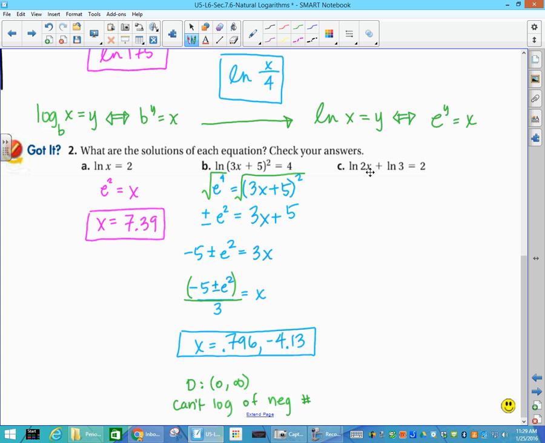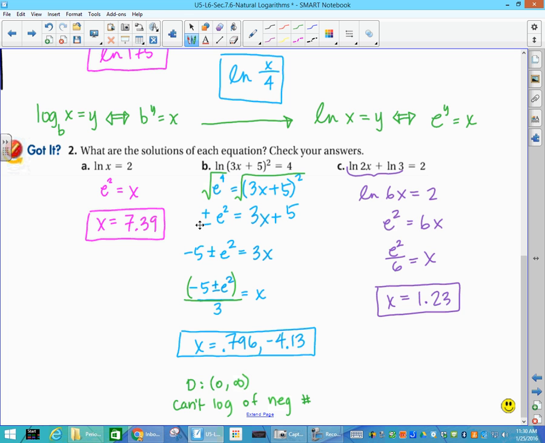Okay, the next one, this is an example where we have to bring those together. So this is ln of 6x equals 2, because you bring together addition with multiplication. And then your next step is going to be e squared, because we're starting down here with e squared equals 6x. And then you divide both sides by 6. So x equals e squared over 6. And put that in your calculator, make sure you know how to use it, and you should get an answer of 1.23.